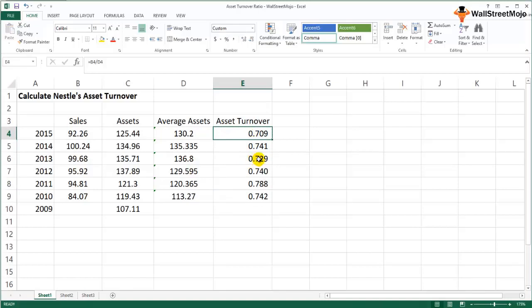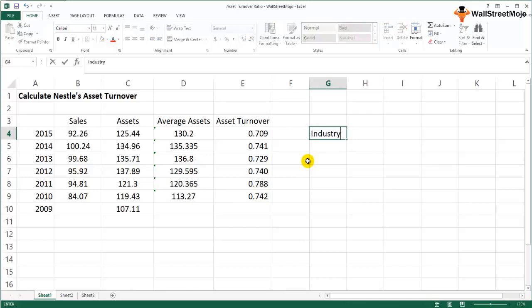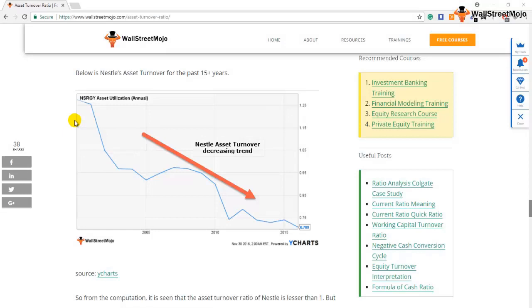0.709 for 2015, and it looks like Nestle has asset turnover which is in the range of 0.7 or 0.8. So is this good? Is this bad? That's another question, so we should now compare this with the industry, right? Industry average or some of the other peers within the industry, so that we can take a call as to is it good or bad, right? So now that we have looked at the calculation of Nestle's asset turnover ratio, let's look at how the trend has been over the past 15 years period. We note that Nestle's asset turnover ratio has been decreasing, and it's currently standing at 0.709.